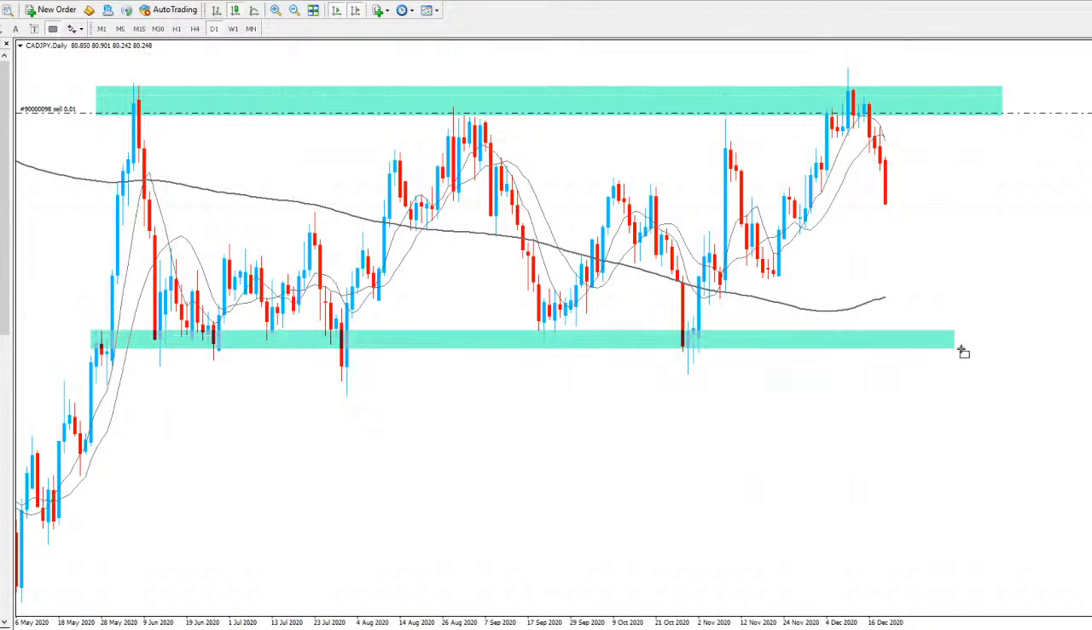So again, got the resistance up there, got the support down there, and you can see we're kind of just moving sideways. We're back up to the highs there. We kind of wicked above it a little bit, as you can see, kind of took out the highs a little bit. So again, I was looking for a swing back to the downside for this one.